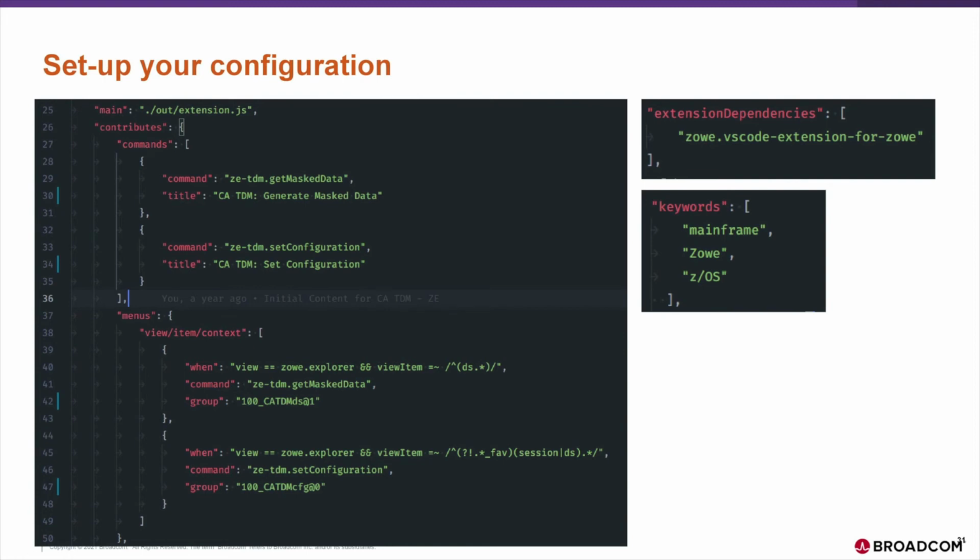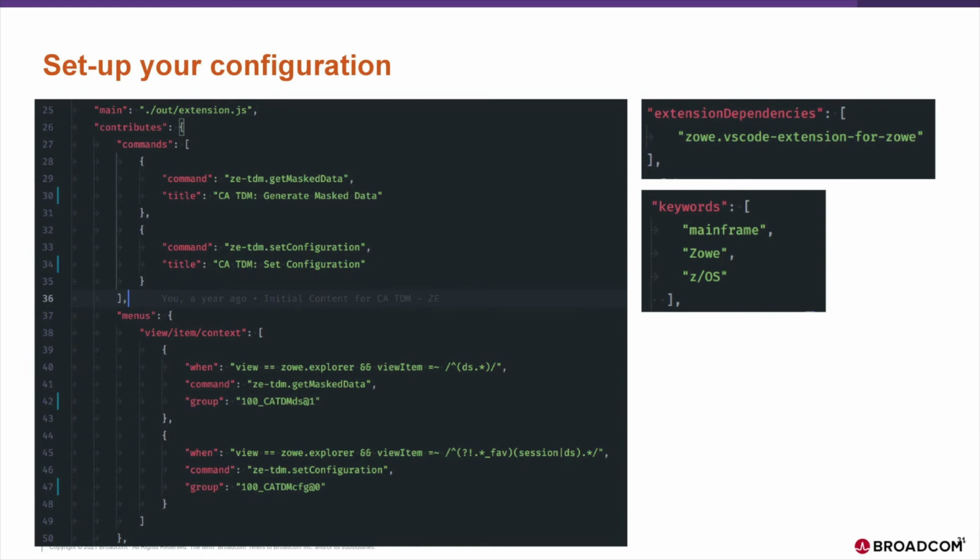So in here, I use 100 and then I use my extension name and then @1 or @0 to define the position of my command. So @0 means it will be the start one, @1 will be the next one.